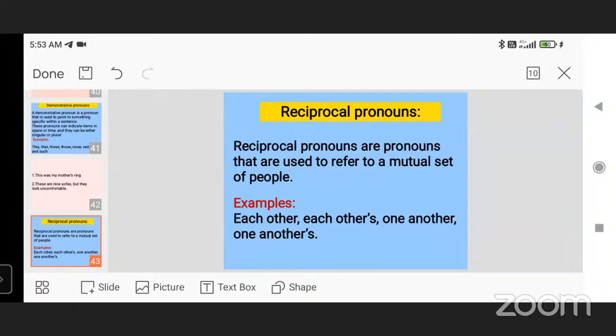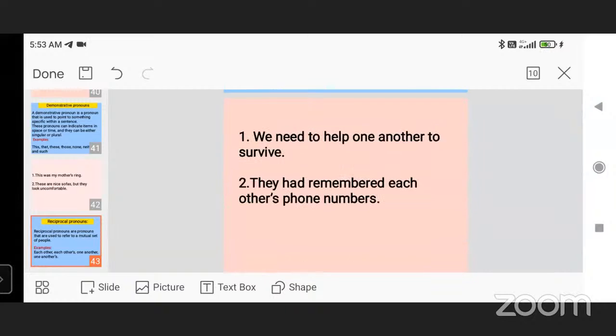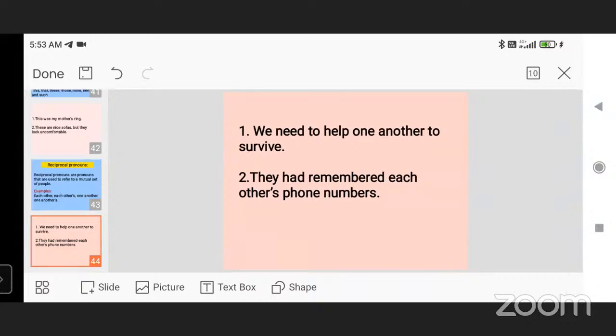So see here: each other, each other's, one another, one another's. Let me give you some examples. If you see the examples, it will be comfortable. If these words come, it is called a reciprocal pronoun. For example, we need to help one another to survive. To live in this world, we just have to help each other, so that only we can survive in the world. They had remembered each other's phone number.